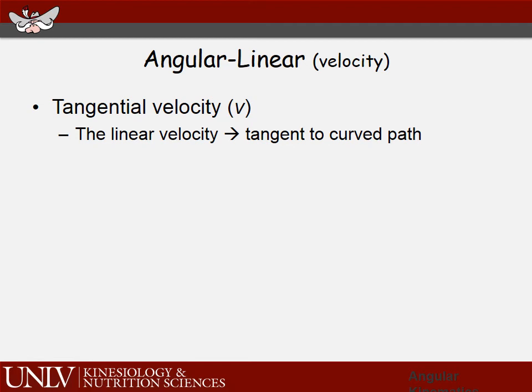The velocity component here is going to be just a normal v, and we're going to talk about it as a tangential velocity. Now, there's only one velocity component. It's tangential. It means the linear velocity is tangent to the curved path. What does that mean?